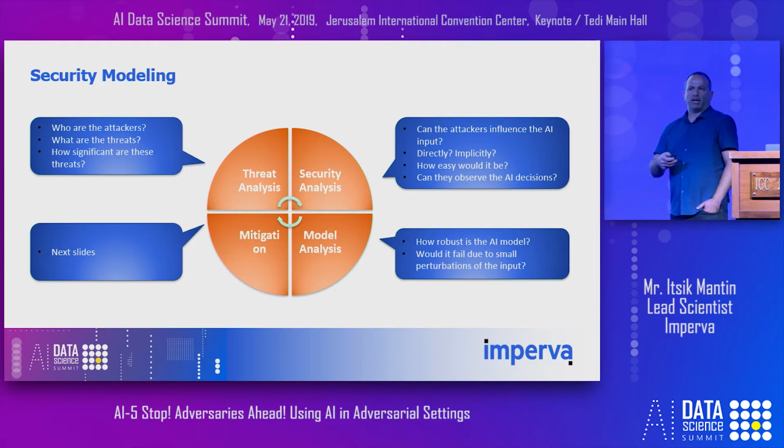Assuming there are threats that can be realized in our system, we then have to analyze the model. Is our model robust enough? Which means, is it possible that by making small perturbations of the input that are insignificant, like changing a couple of pixels that keep the image the same for a human eye, the decision of the algorithm changes, whether it is a cat or a dog? And assuming we understand there is a problem, then we go to the mitigation toolbox, which is the next slide.